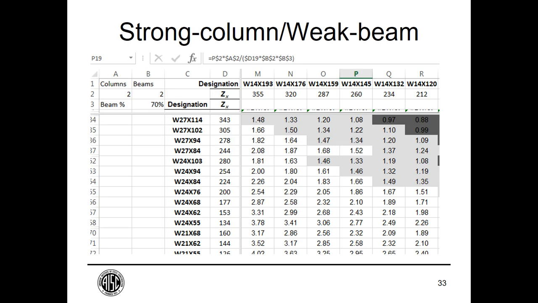I set up a spreadsheet for this design example where I simply took the ratio of those plastic section moduli, so I could select an appropriate combination of W14 column and W27 or W24 beam. And where the ratio was below 1.5, I said, okay, I'm in danger of not meeting strong column, weak beam later on when I do the calculation. And if the ratio is too low, I said it's very unlikely that I would meet strong column, weak beam. So keeping things above 1.5, I had combinations that I selected from.